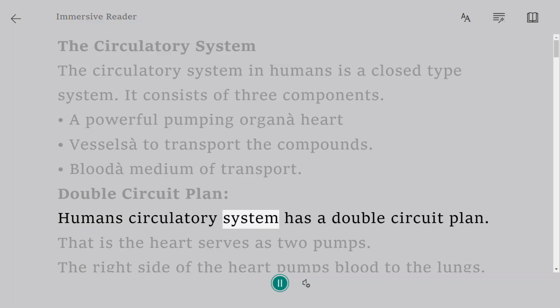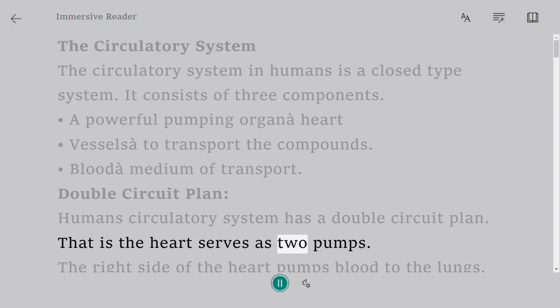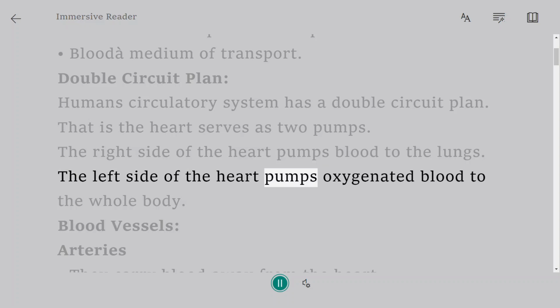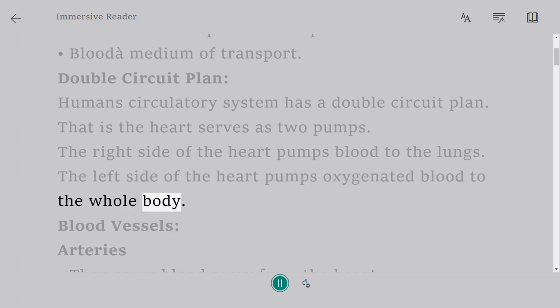Double circuit plan. The human circulatory system has a double circuit plan. That is, the heart serves as two pumps. The right side of the heart pumps blood to the lungs. The left side of the heart pumps oxygenated blood to the whole body.